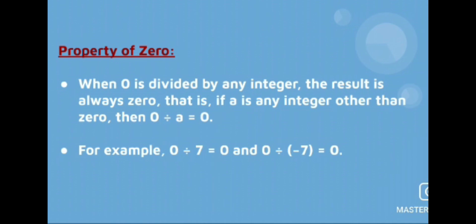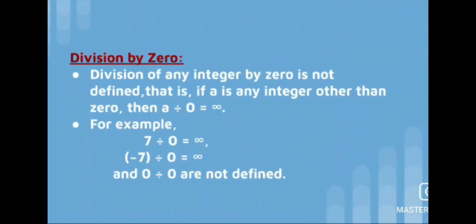What about any number by 0? Let us see. Division of any integer by 0 is not defined. We can't find the answer. That is, if a is any integer other than 0, then a divided by 0 is undefined. For example, 7 divided by 0 is not defined. Minus 7 divided by 0 is also not defined. Whatever number they are giving, any number by 0, the answer is not defined.